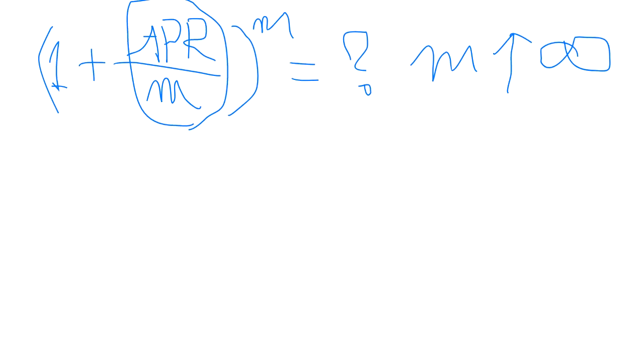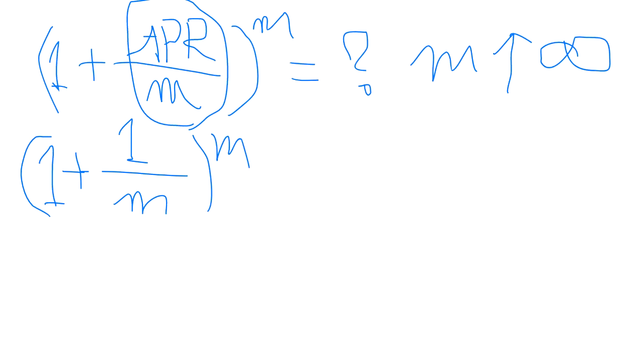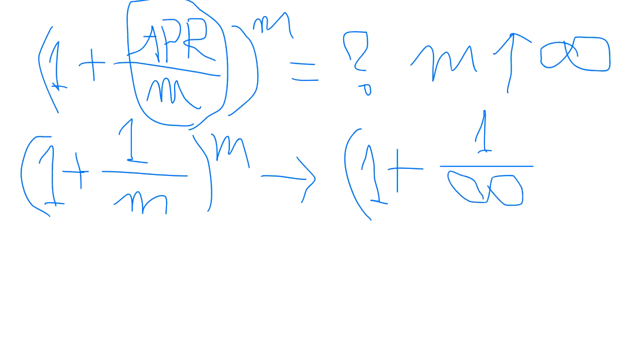Think about it. When M is infinity, then APR over infinity will be what kind of number? Let me just put one there to make it simple, easier to think this way. So that means, what if that M goes to infinity? And we can rewrite it as 1 plus 1 over infinity, and the whole thing raised to infinity. Now, since you already saw the video, you understand the meaning of 1 over infinity.